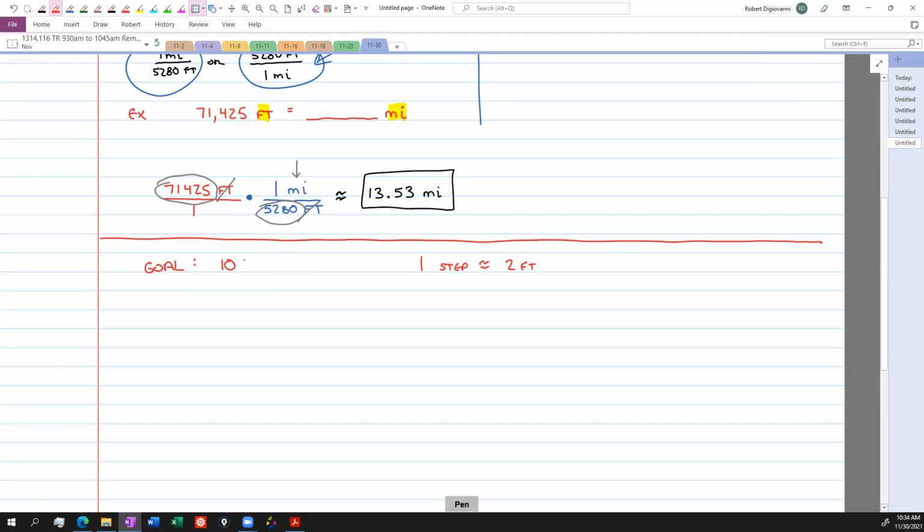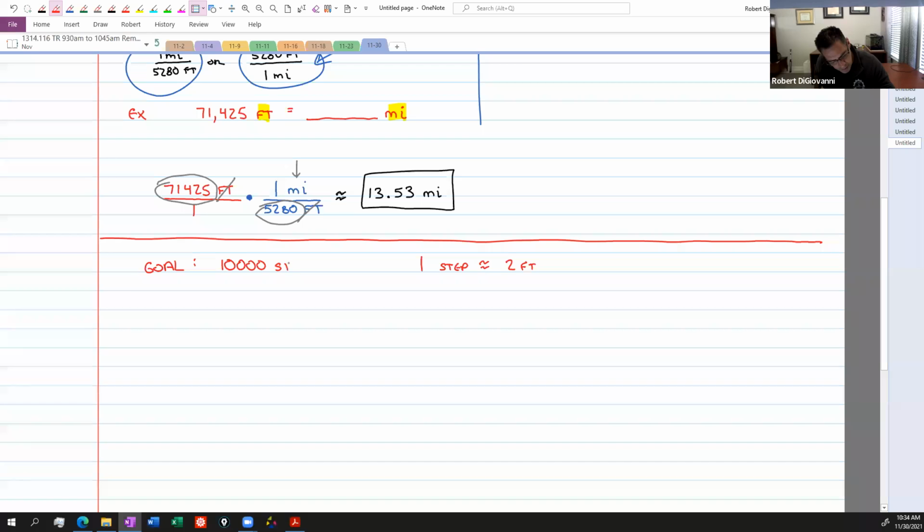I put 10 steps. Sorry, I meant to put 10,000 steps. So if my goal is to reach 10,000 steps, and each step I take is 2 feet, how many feet am I trying to walk a day? What's my goal?